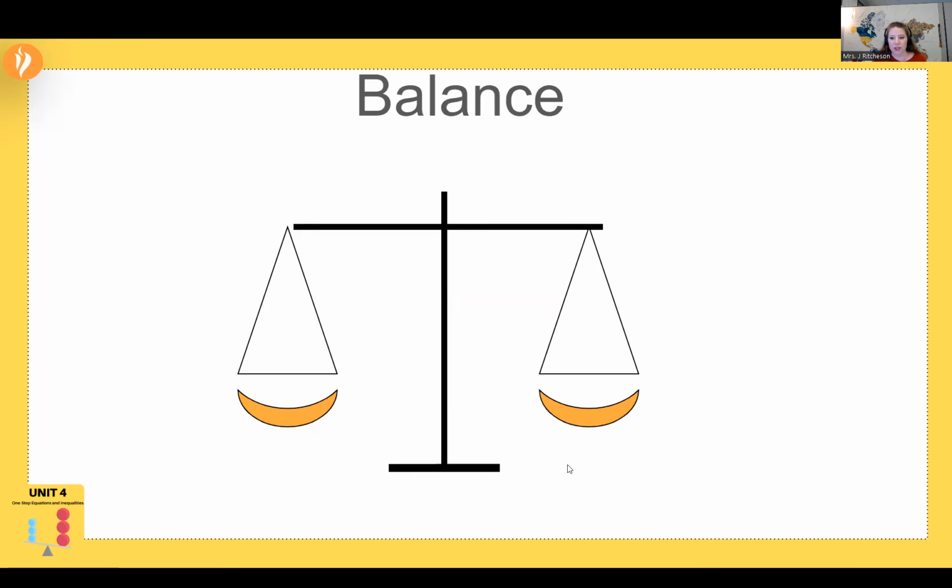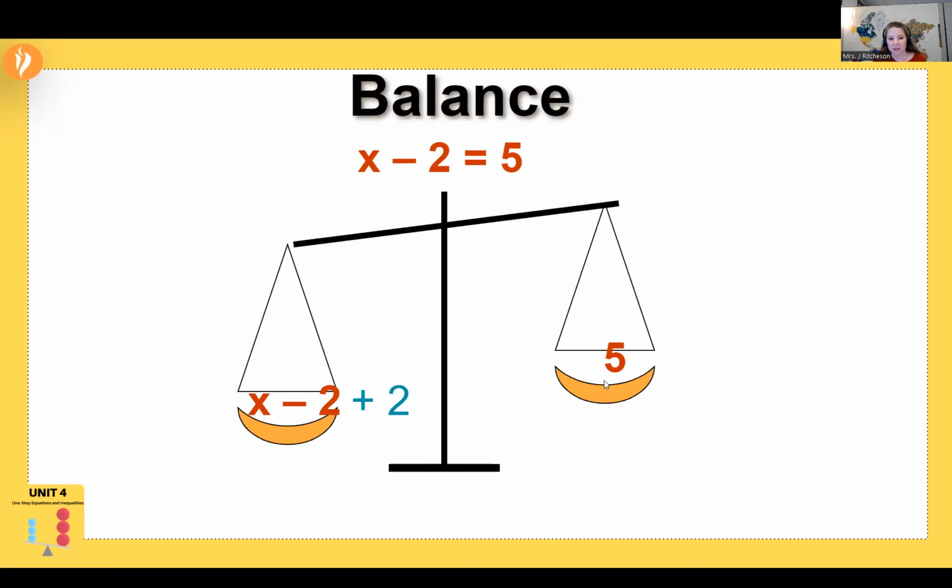So when you solve an equation, it's like keeping one of these old-fashioned scales balanced. In order to keep it balanced, whatever you do to one side of the scale, you must do on the other side of the scale. So here is our beginning equation, x minus 2 equals 5. Our expression is equal to the solution, or the answer, 5.